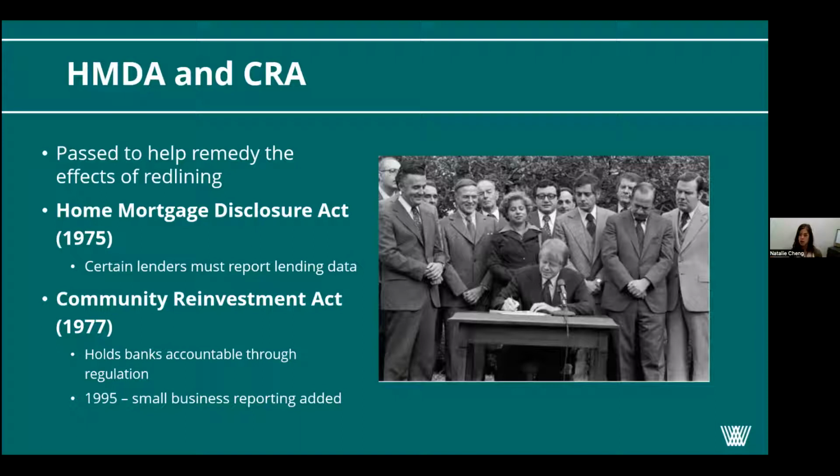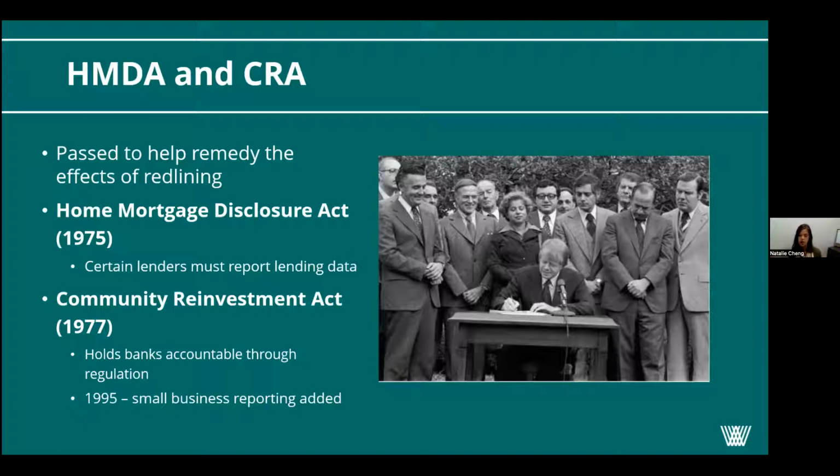So HMDA stands for Home Mortgage Disclosure Act. This was passed in 1975, and it requires certain lenders of certain size to report lending data on basic information like applications, originations, and denials, but also additional information like customer demographics and statistics like loan to value ratio, debt to income ratio, and things. So that's where our mortgage data comes from.